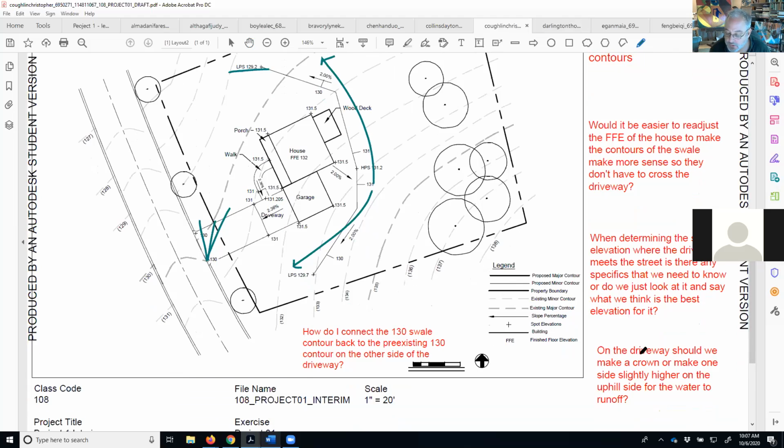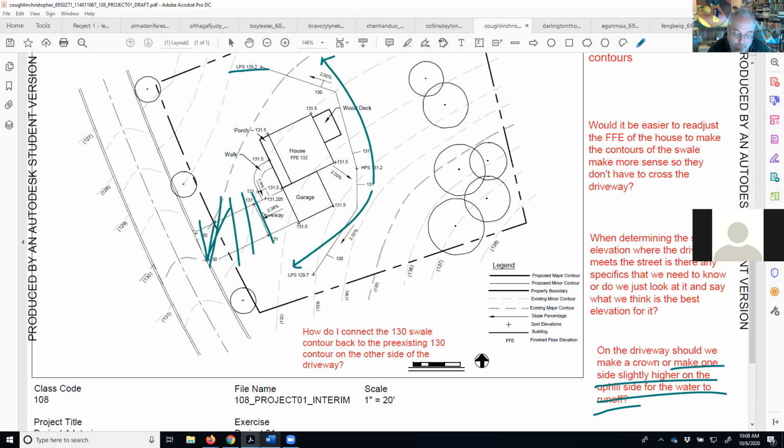Let me go over here. On the driveway, should we make the crown or make it slightly higher on the uphill side for the water runoff? The answer is yes, the second one. Make one side slightly steeper so that the water runs off. You are more than likely going to wind up with some sort of a fan pattern down that driveway.